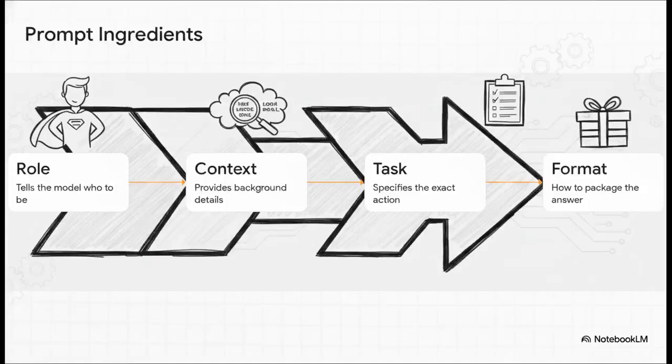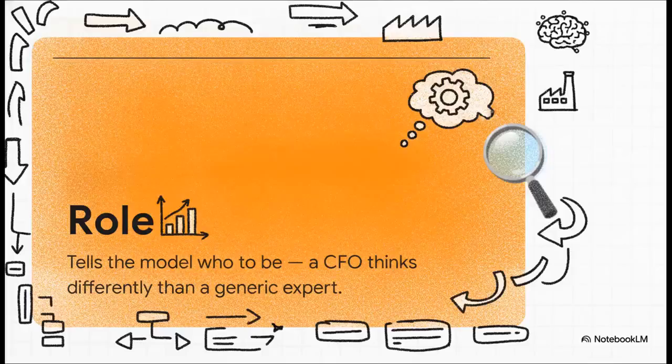So, the absolutely crucial point here is that a prompt that actually works is built from 4 distinct ingredients. We're talking role, context, task, and format. Let's quickly break them down one by one. First up is role. This tells the model exactly who to be. I mean, think about it. A veteran CFO with 20 years in manufacturing thinks completely differently than just a generic business expert, right?